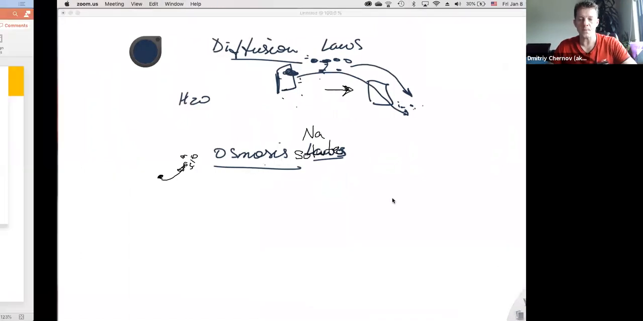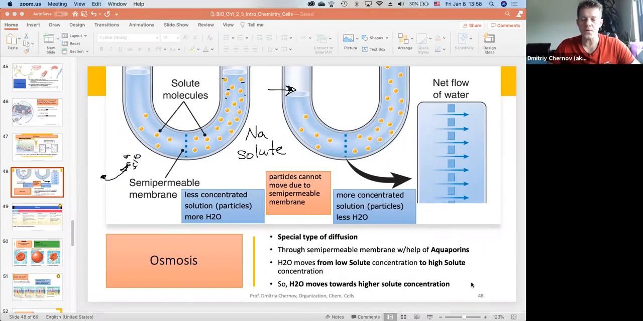I don't have to use this anymore, all right? So this was our cliff note for osmosis and diffusion.